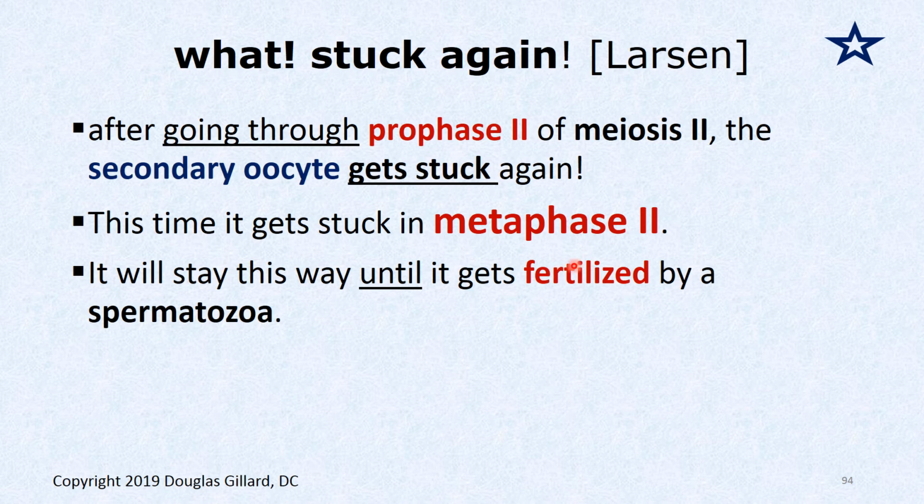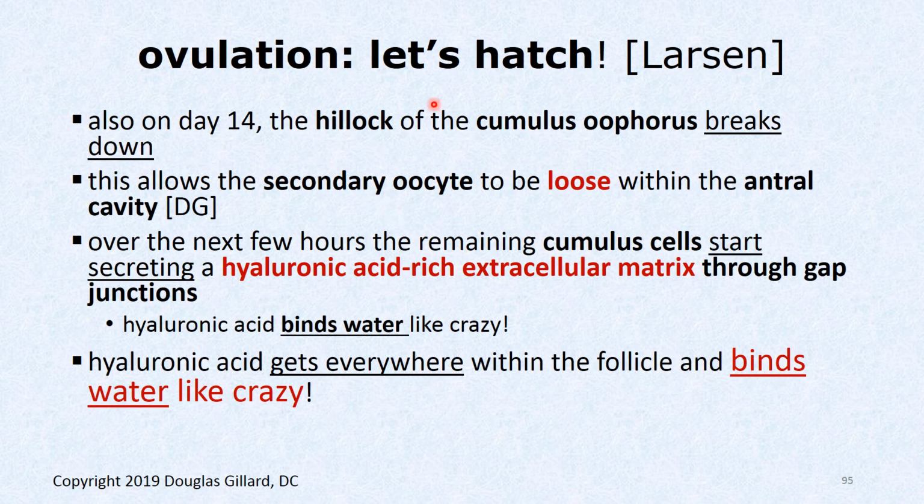All right, so great. Now inside our follicle, we have a degenerating polar body, but we have a secondary oocyte stuck in metaphase 2. We still have a follicle thick with granulosa cells. It has an outer membrane around it. And what happens now is it's time to hatch this thing. So we've made the secondary oocyte. We need to get it inside the fallopian tubes.